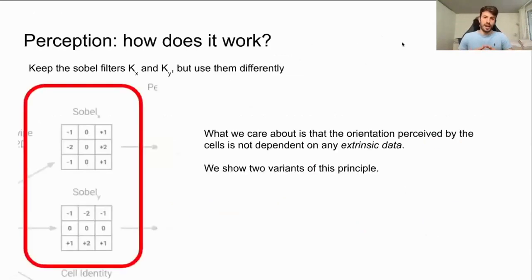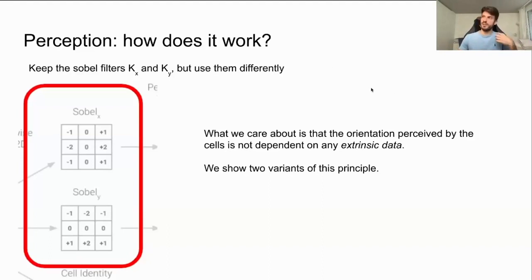So how do we perceive, though? Since, like we were saying, the Sobel kernels were the problem before, and they resolved it with Laplacians, what do we do now? Well, we will still actually use Sobel filters, but the important part is that we will use them in a way that is not dependent on any extrinsic data. And we'll show two variants of this principle.